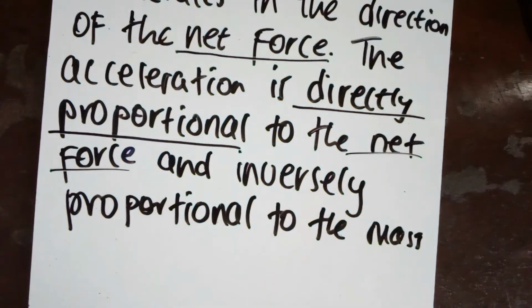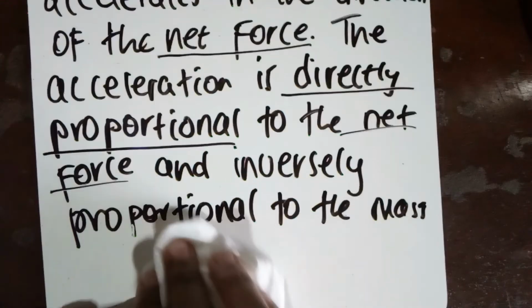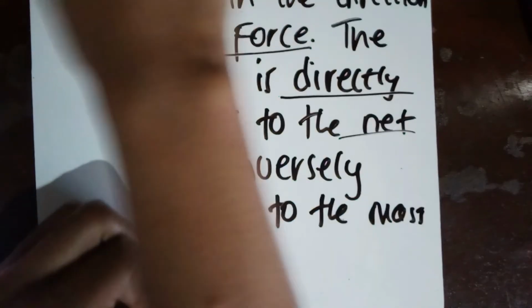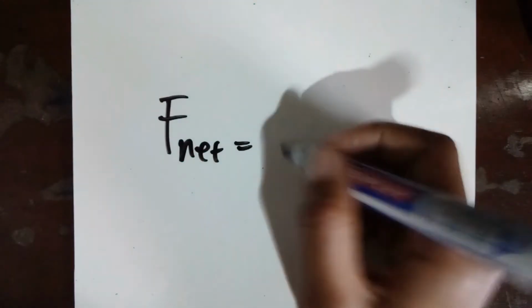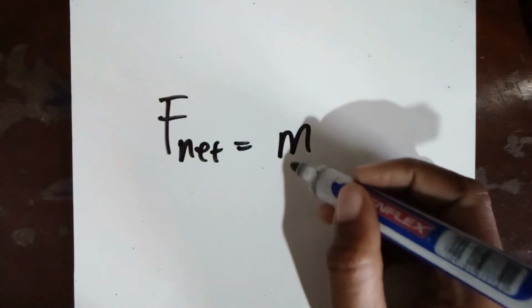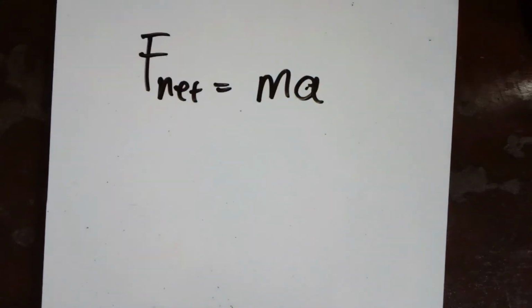In mathematical terms, Newton's second law of motion is given by F net. This is an equation that you're quite familiar with. F net equals the product of mass, in kilograms, and acceleration, in meters per second squared.